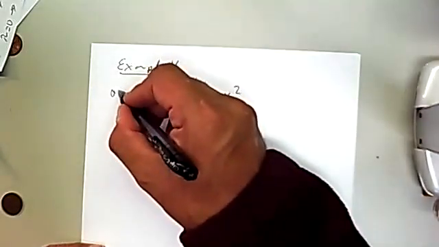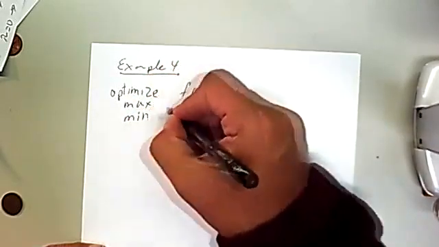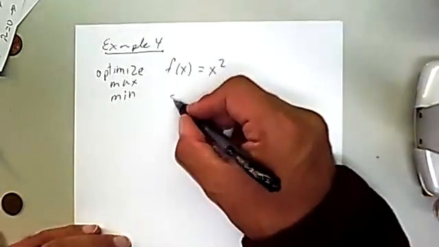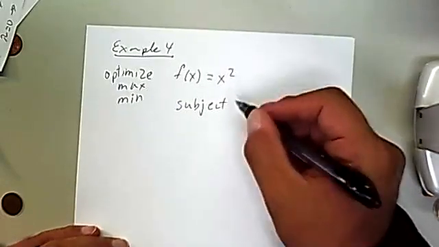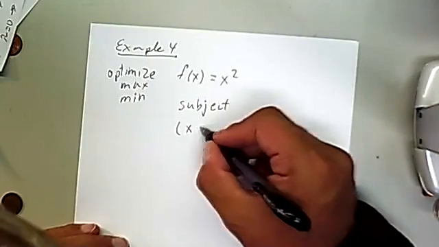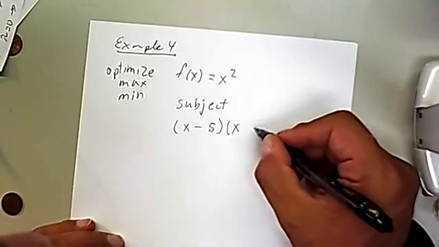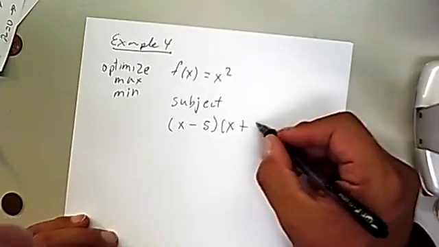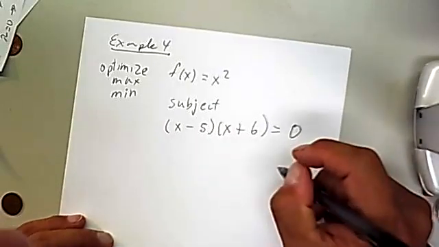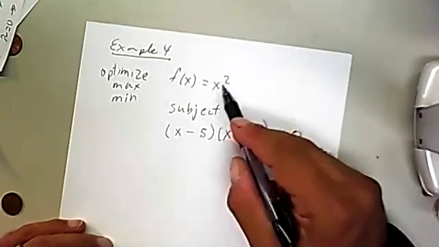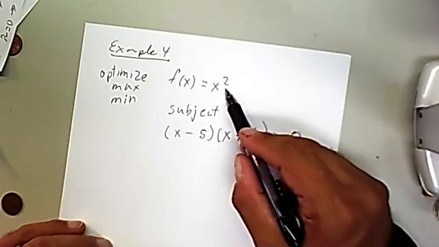So optimize, and that means maximize and minimize. So find the maximum subject to, and then I've got to give you an equation that has x in it. So I just think of, okay, x minus some random number 5, x plus 6 equal to 0. So this is the equation, and this is the function. So optimize this and minimize this.